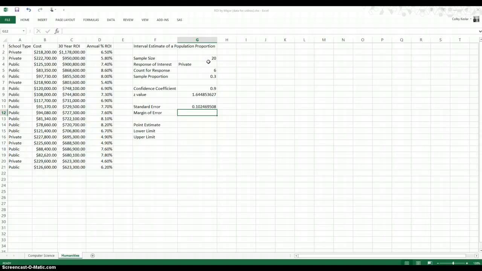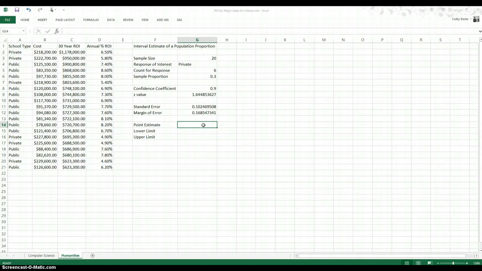Alright, and then to find my margin of error, what I will take is my z-value and multiply that by my standard error. So my z-value I calculated times my standard error I calculated gives me my margin of error.